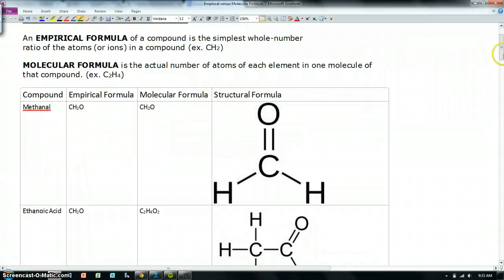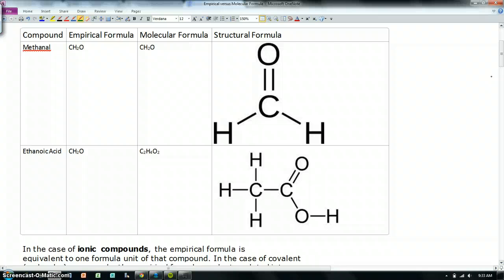Okay, so just a little bit more here. Methanol is a compound. In this case, its empirical formula is CH2O. Its molecular formula happens to be the same. And so that's what you see here when we talk about methanol. Ethanoic acid, on the other hand, has the same empirical formula, but has a different molecular formula. And this is where you see the importance of empirical versus molecular when we talk about covalent compounds.